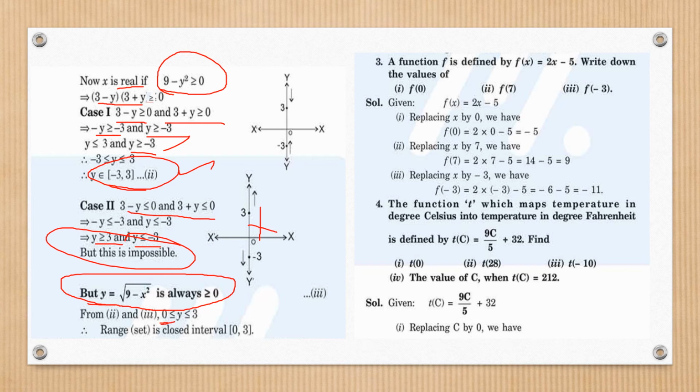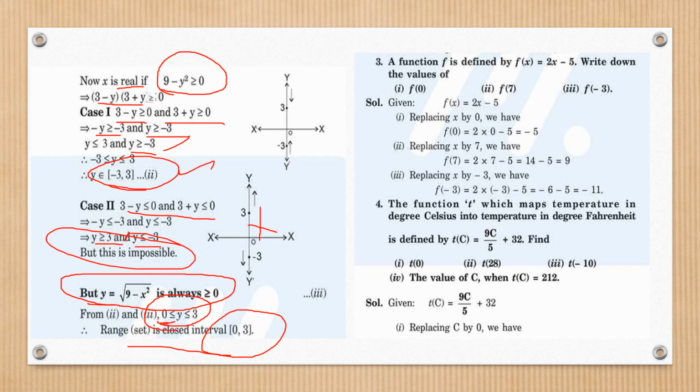So instead of taking -3, -2, -1, I'll start with 0. So y is lying between 0 and 3, right? So that is the required range, that is the closed interval [0, 3]. I'll reject all the negative values. Okay, this is how our square root function is taken.